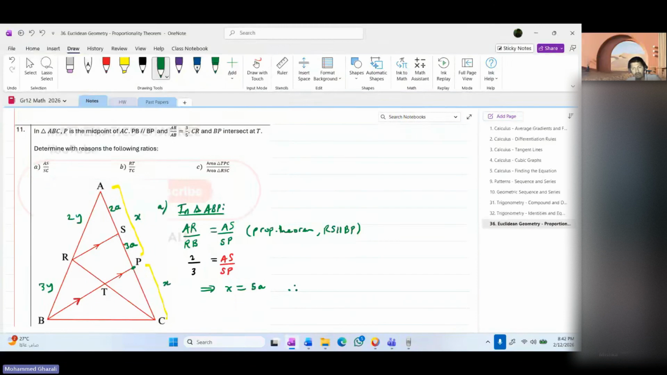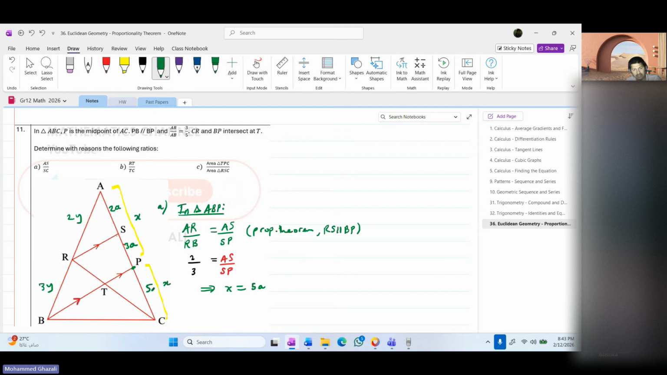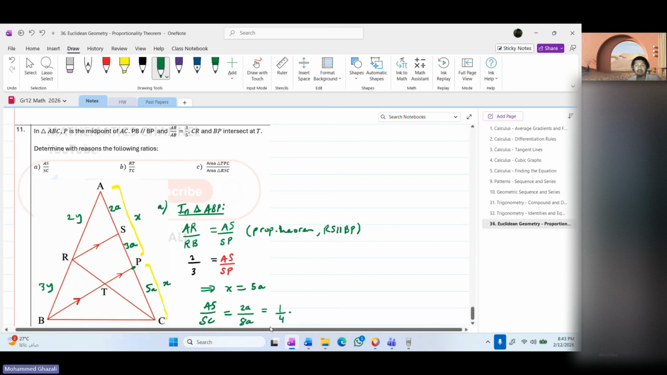So therefore AS to SC is easy now because you got 5A and 5A. Those are midpoints. So what is AS to SC? AS is 2A. And what is SC? SC is 3A plus 5A, which is 8A. And 2 over 8 is a quarter. Right? So I hope you guys understood that.